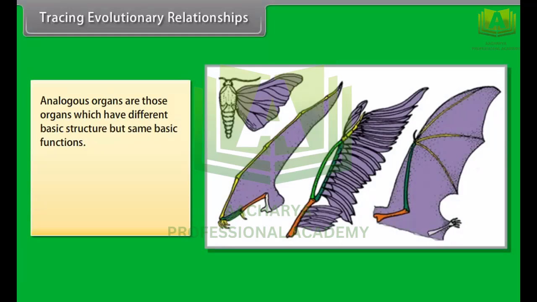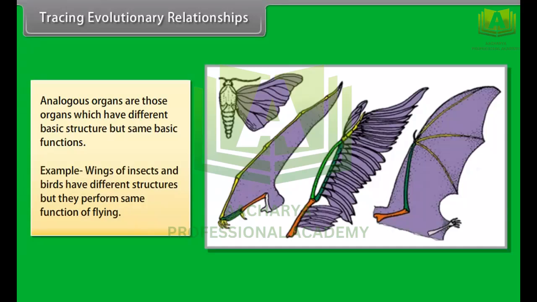Analogous organs are those organs which have different basic structure but the same basic functions. Example: wings of insects and birds have different structures, but they perform the same function of flying.